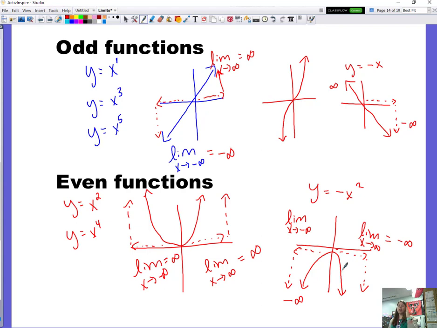So it's all about thinking about what's happening as you go left or right, toward positive infinity or negative infinity. What's happening to the y values? Are they going up? Are they going down? Are they approaching a certain value? That's what you're really focusing on: what the y value is doing as x gets really, really small or really, really big. So that's the difference between odd functions and even functions, and that'll come into play as we talk about this next little piece.